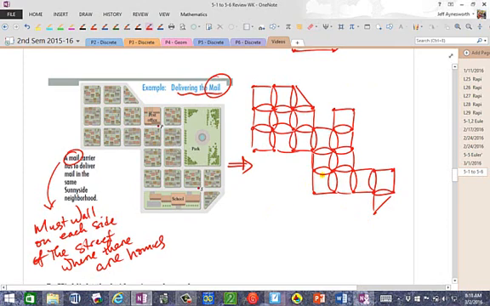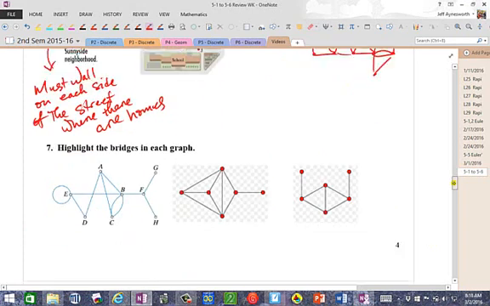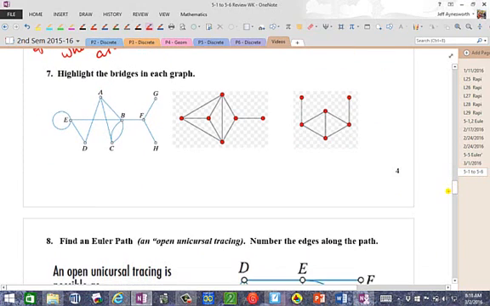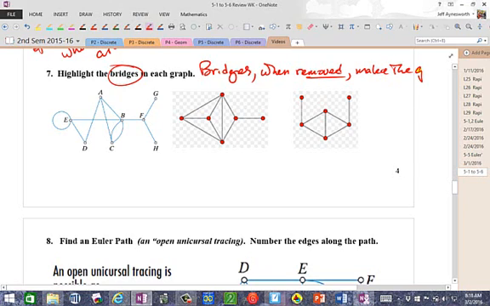All right, number 7, the concept of a bridge. Okay, highlight the bridges in each group. Remember, bridges, if removed, make the graph disconnected.